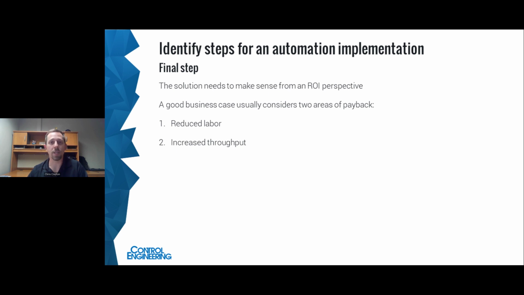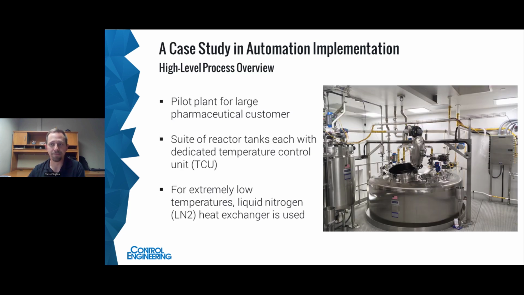Reduction of labor requirements and/or increased throughput, whether that's via making more parts or the overall quality of the parts being made. Once a solution has been identified as feasible, has a good business case, and all the stakeholders are comfortable moving forward, the detailed project management plan can be created and the project then moves into the execution phase. So again, I'm gonna pass it back over to Kevin here, who has a great case study in automation implementation. So take it away, Kevin.